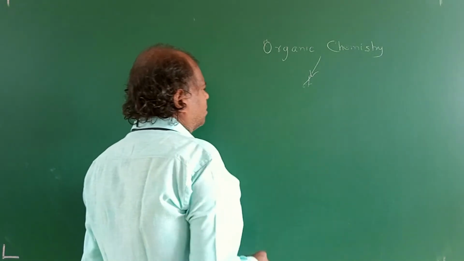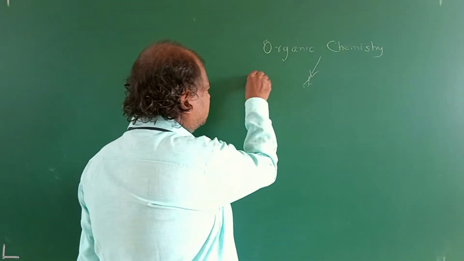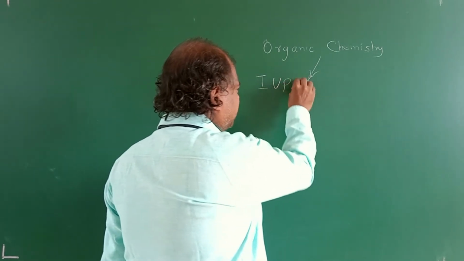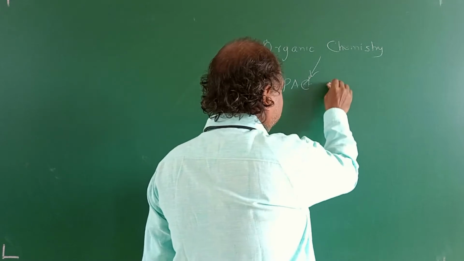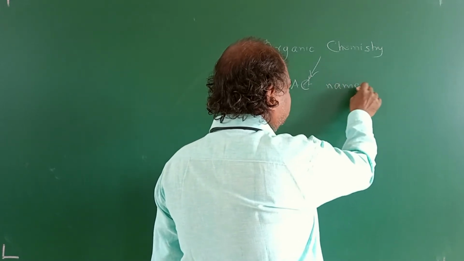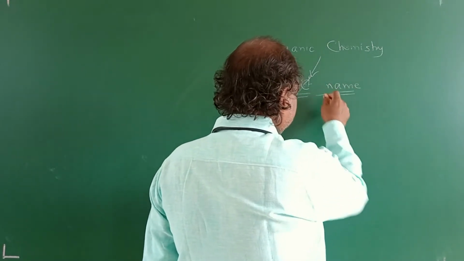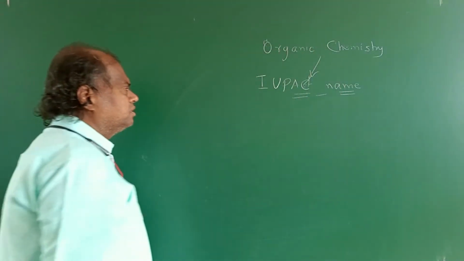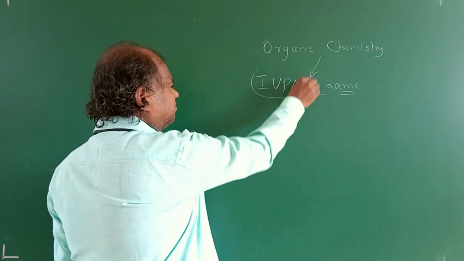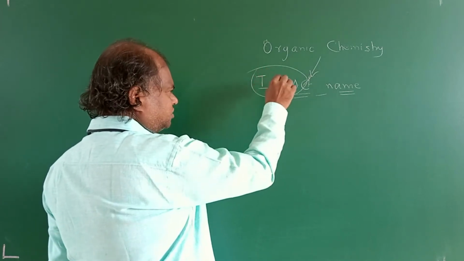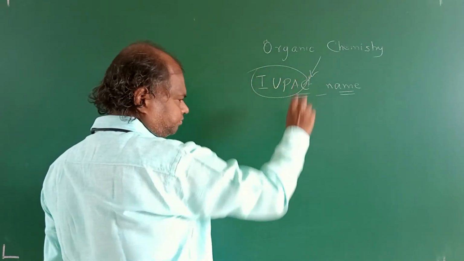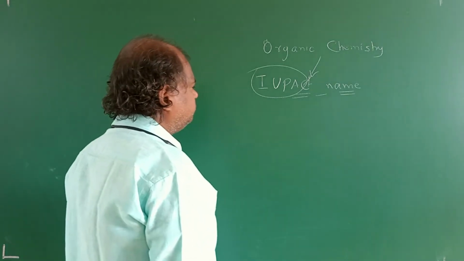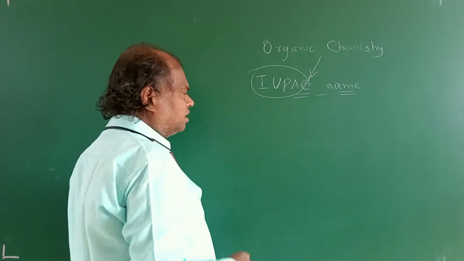Now, as far as questions are concerned, the first thing is IUPAC name. See how to name these compounds. Very, very important. So we'll directly go to the question. Clear? How do you name these compounds? There's a committee which decides the name, right? It's called International Union of Pure and Applied Chemistry. Fine. So what are the rules?